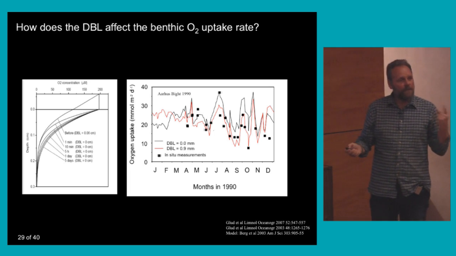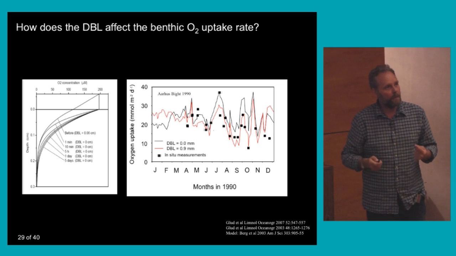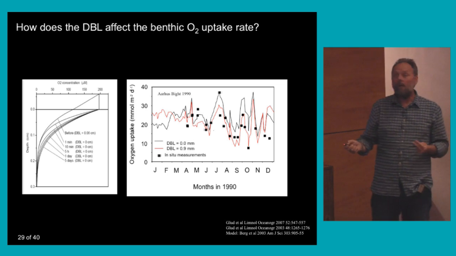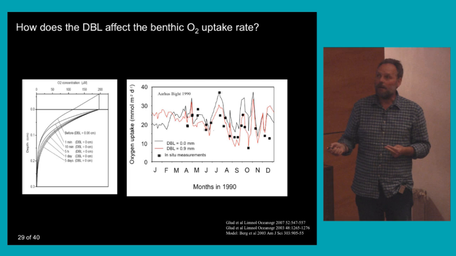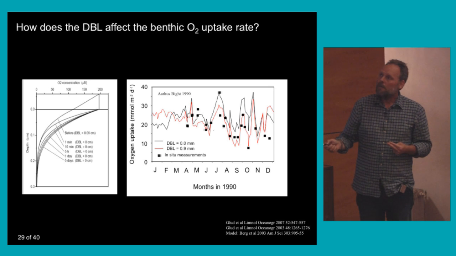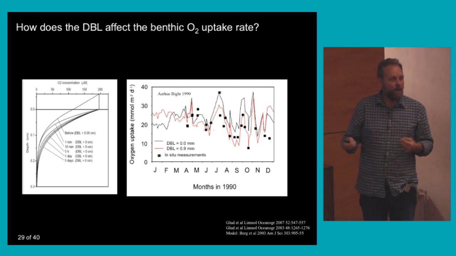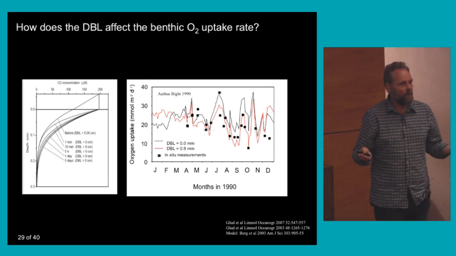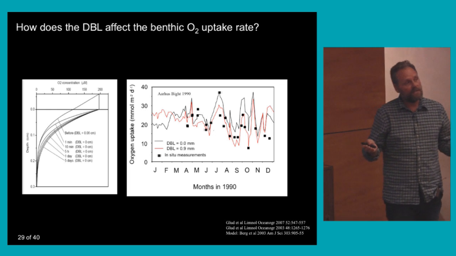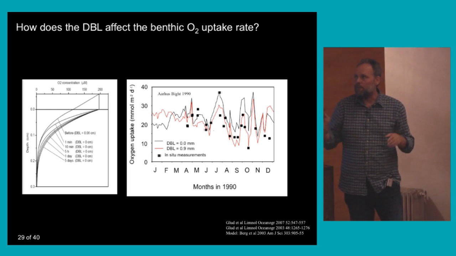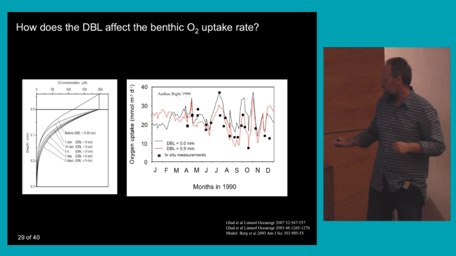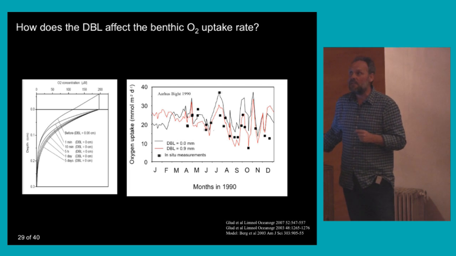And the reason is oxygen is used for two things. It's used for aerobic heterotrophic activity, or it's used to reoxidize anaerobic metabolites. And what's happening here is you have an oxygen debt that's accumulating that's being repaid in the wintertime. So if you integrate over the whole year, the oxygen uptake rate doesn't really change very much. It changes a little bit for a reason we can discuss afterwards maybe. But overall, the important thing is it doesn't change very much.